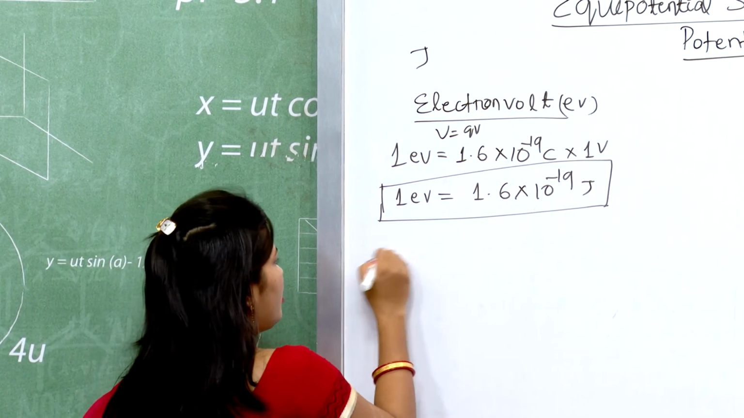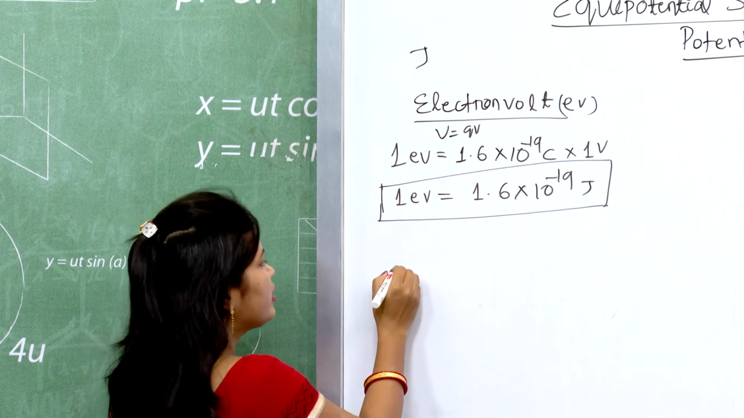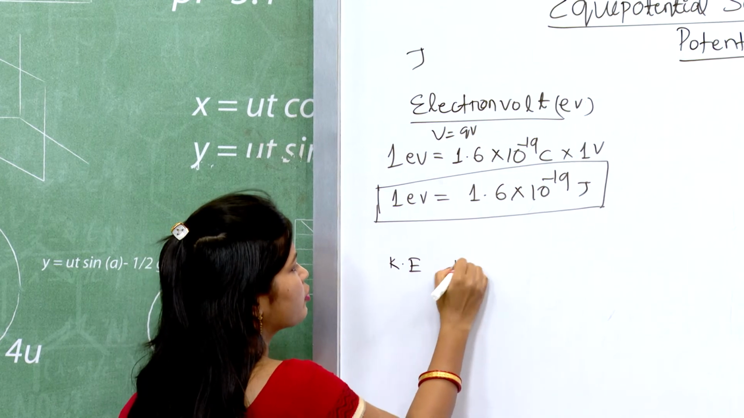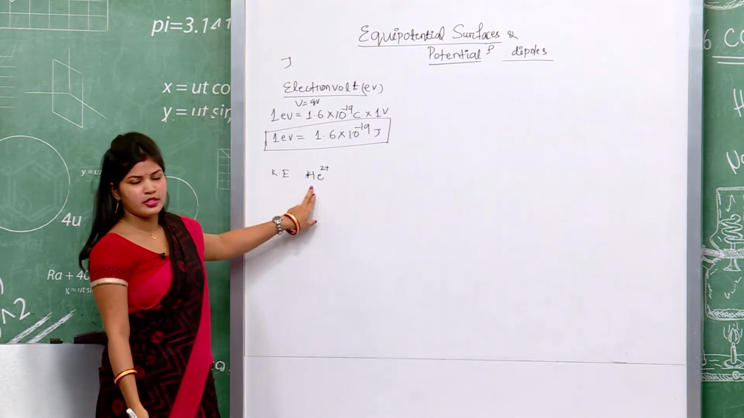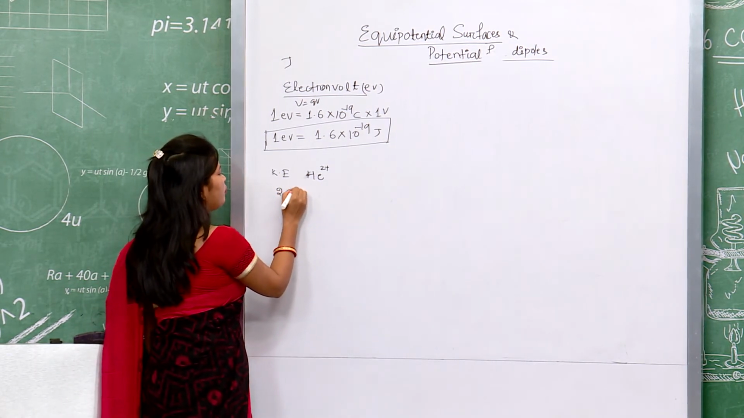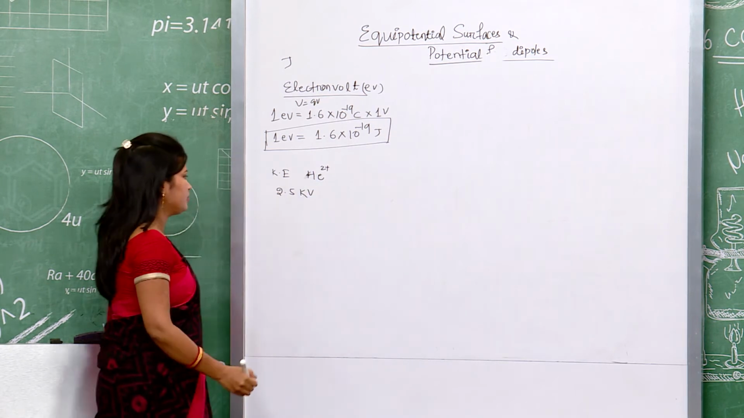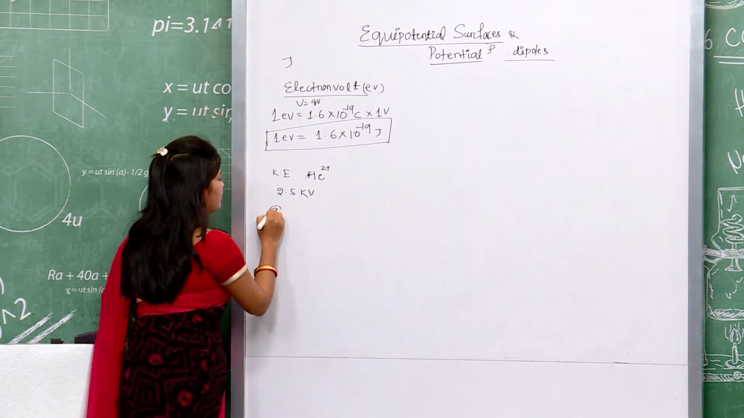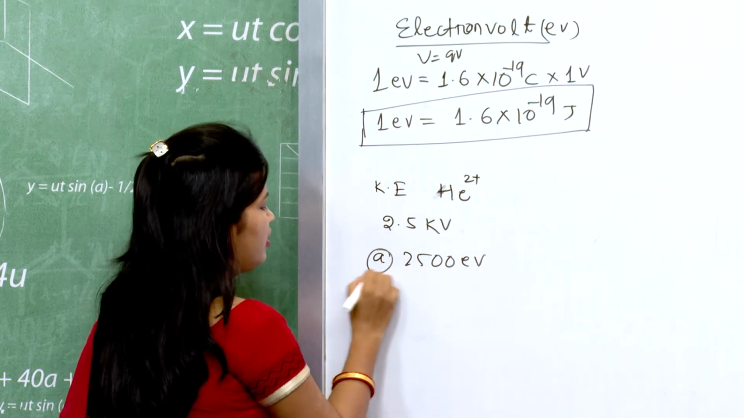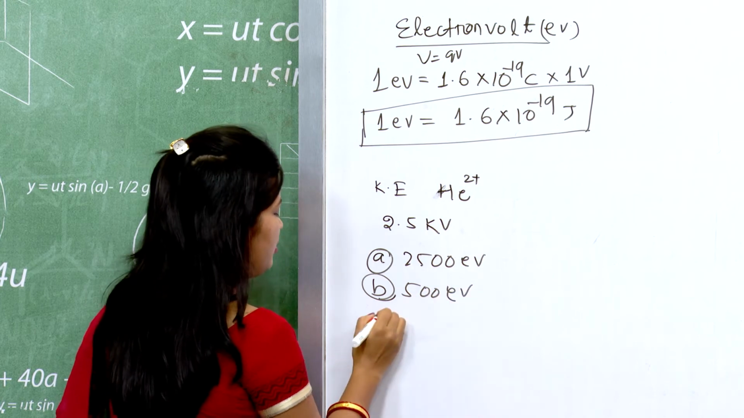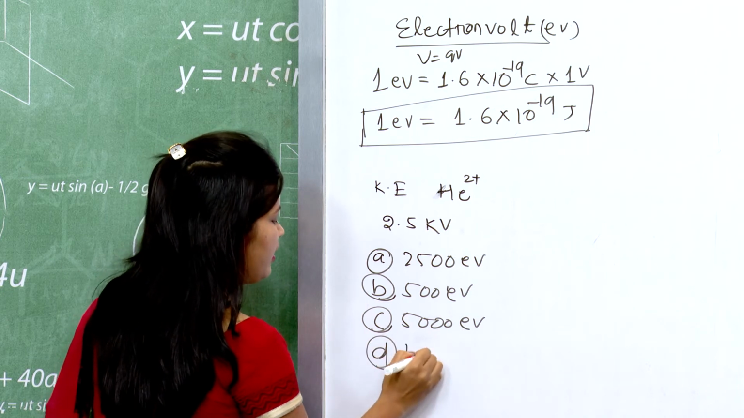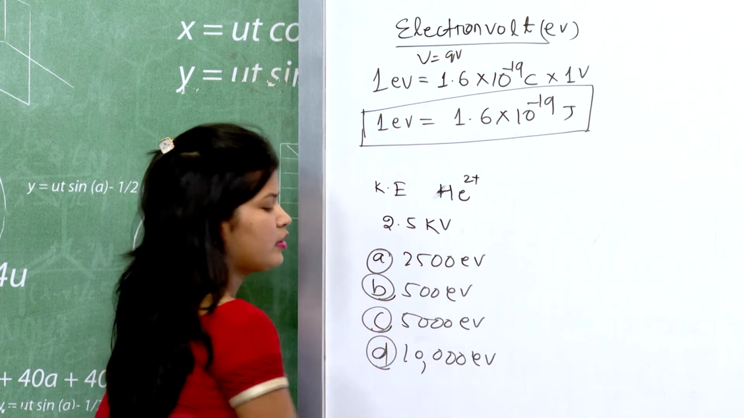Okay. Now, the answer to my question: what is the kinetic energy of a helium plus 2 ion released from rest and accelerated through a potential difference of 2.5 kilovolt? What is the answer? The options are 2500 electron volt, 500 electron volt, 5000 electron volt, 10,000 electron volt. What is the answer?